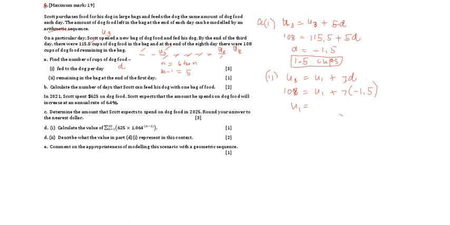So our U sub 1 from this equation is equal to 118.5. I'm having trouble writing here. Okay, so that's the number of cups.